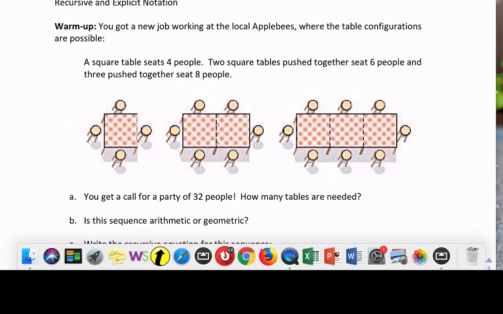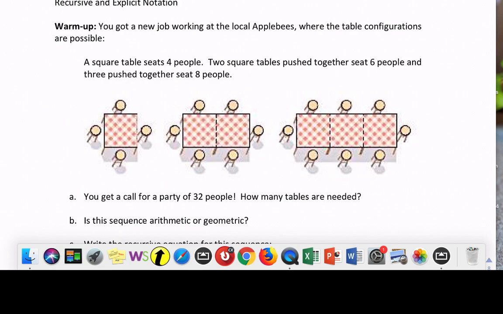In this section, we are going to look at arithmetic and geometric recursion and also explicit notation. In the warm-up, you get a new job working at the local Applebee's where the table configurations are possible. A square table seats 4 people, and 2 square tables pushed together seat 6 people. 3 square tables pushed together seat 8 people, and so on.